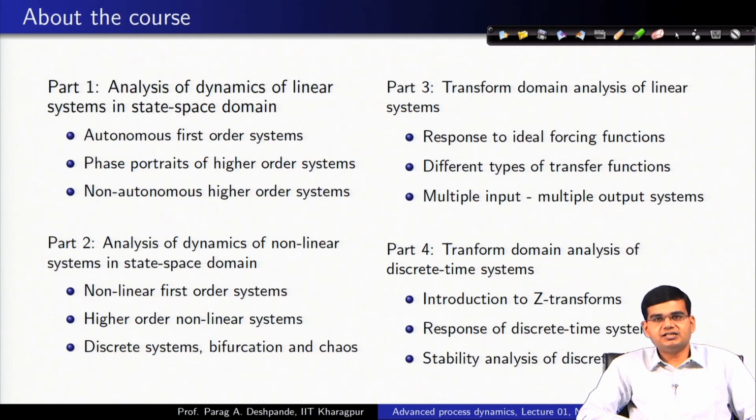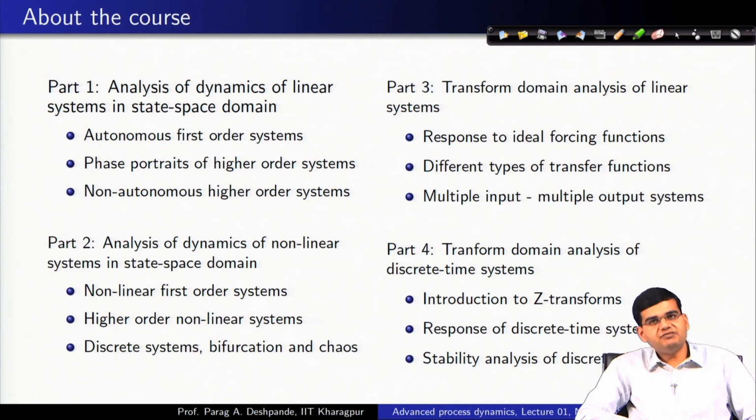The process dynamics involves the dynamics of change, and it can be analyzed in two different methods. It can be analyzed in state space domain, or it can be analyzed using transform domain. So, therefore, the first two parts of the course will involve the analysis of processes in state space domain, followed by analysis of processes in transform domain. Processes in industries are both linear as well as nonlinear, and we will do the analysis of processes in state space domain as well as in transform domain, which involve both linear as well as nonlinear processes.